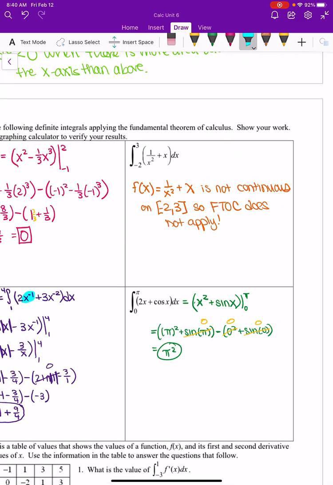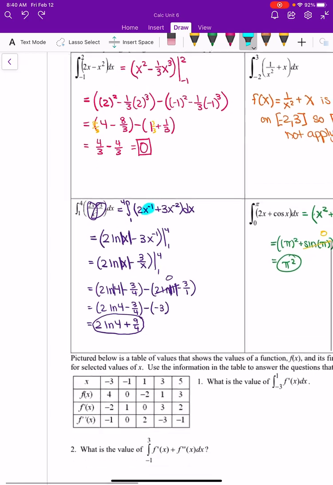So key steps here. When you're asked to evaluate an integral by hand, you need to find the antiderivative of the function that was given. And then you're going to use the fundamental theorem of calculus. You're going to plug in the upper bound and the lower bound, subtract them to get your answer.